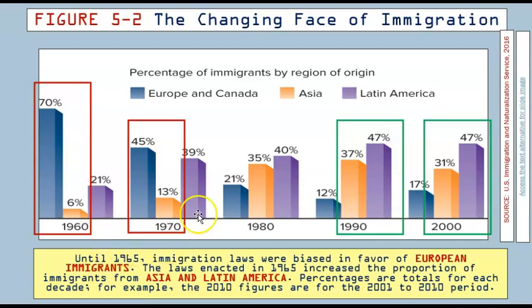All right. Figure 5.2 looks at the changing face of immigration. What it wants you to note here is in the 60s and 70s, you primarily had immigrants coming from Europe and Canada, as opposed to in the 90s and 2000s, you had more coming from Asia and Latin America. So just notice the differences there and the dates. It says, until 1965, immigration laws were biased in favor of European immigrants. The laws enacted in 1965 increased the proportion of immigrants from Asia and Latin America. Percentages are totals for a decade. For example, 2010 figures are from the 2001 to 2010 period.